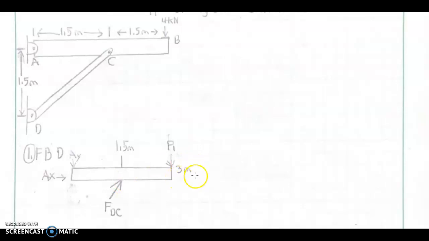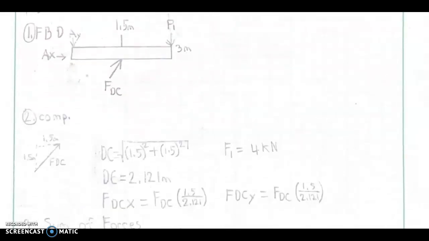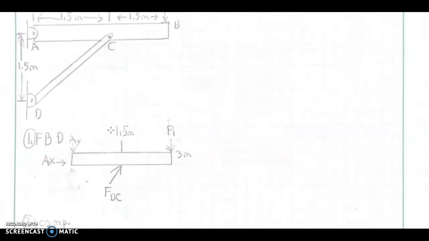We have a known force over here, F1, which is 4 kilonewtons. We know that distance is 3 meters, and that at the halfway point where FDC is, it is 1.5 meters. So using that, we can do our components for DC. We can solve for the components of force DC using the triangle that they give us in the top, where they tell us that this, which would be the X, is 1.5 meters, and then this is 1.5 meters as well. So we can use that and the Pythagorean theorem to solve for the distance of DC.